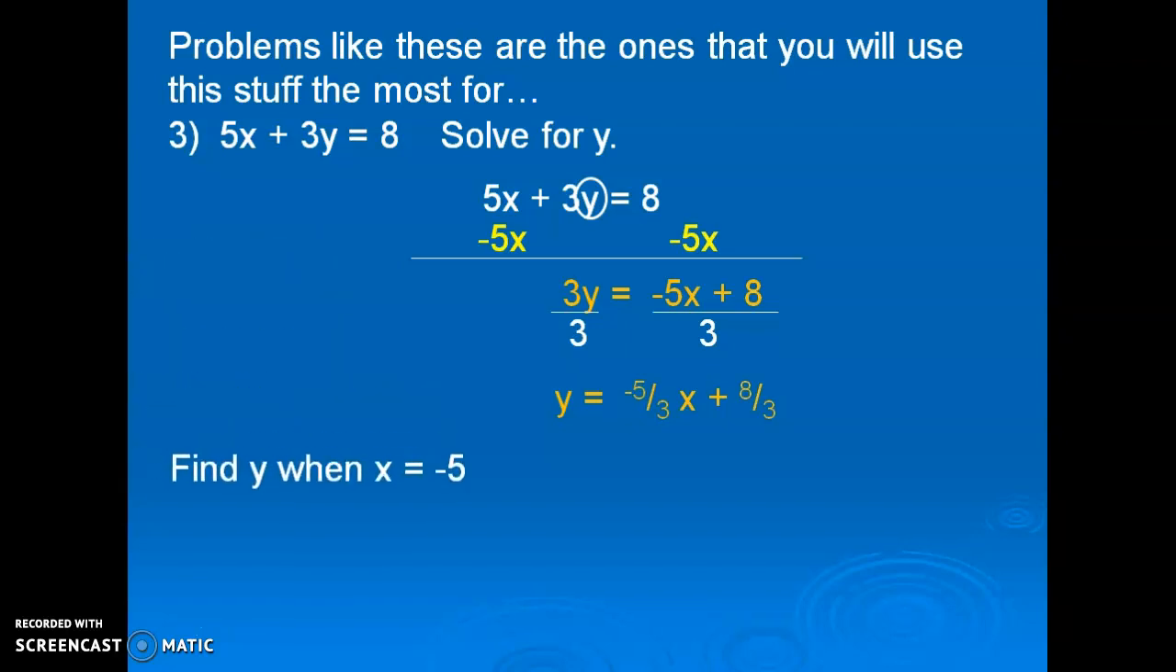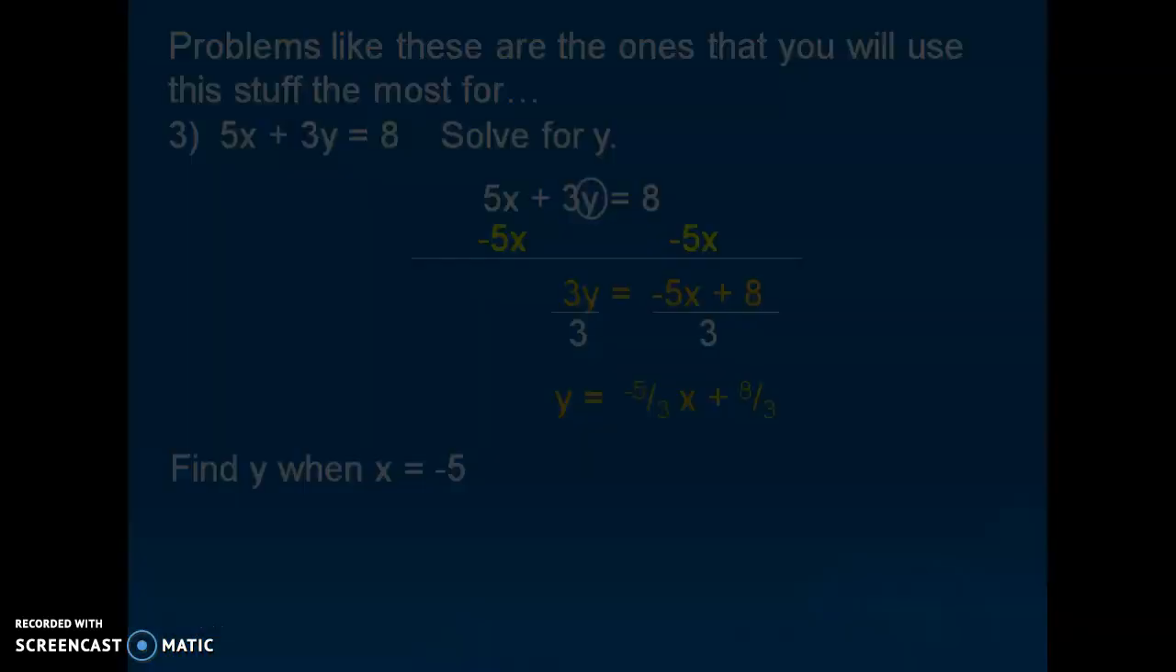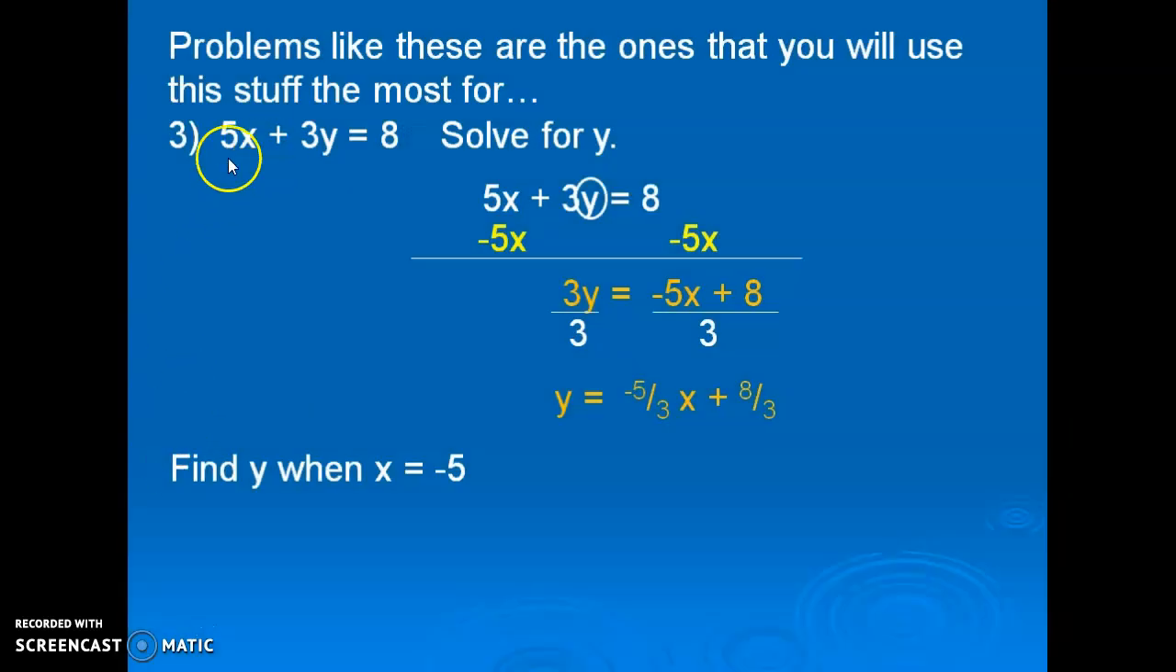We might be asked to find y when x equals negative 5, in which case we would plug negative 5 in for the x and simplify. And you might say, well, why can't we just do that to the original problem? And you could. You would usually solve for y in this case more if we wanted to fill out a t-chart, so we had a long string of values for x. Let's try another one of those.